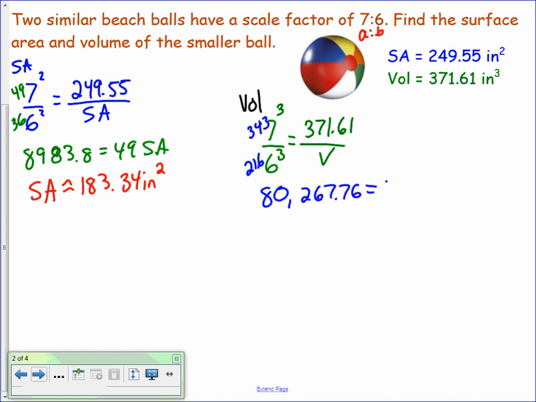So we have 80,267.76 equals 343V. And thus V is approximately the volume, 234.02 inches cubed. And again, our volume is smaller than 371.61, so that is a good sign.